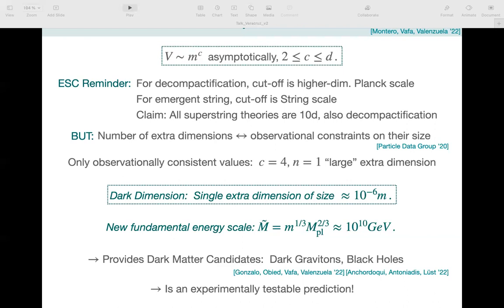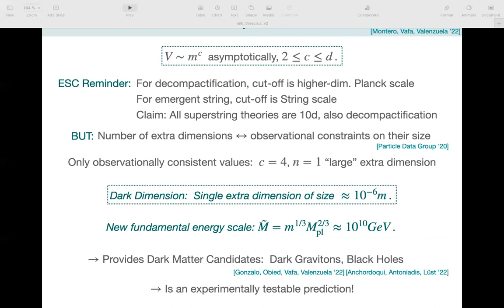So the idea is that we have this single extra space-time dimension, which is saying that the size that it should have is of several micrometers. And the new fundamental energy scale can be computed, and it's 10 to the 10 GeV. And this is the whole idea of the dark dimension.